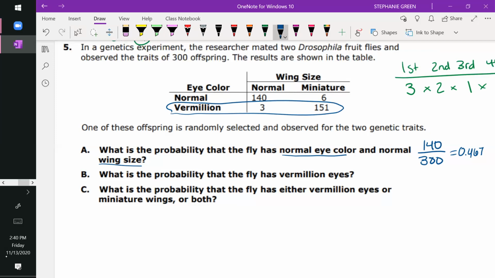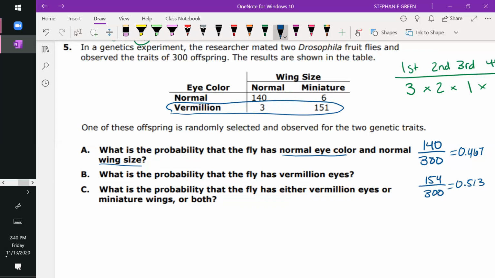I see 154. I have to add the 2 up because we're not interested in wing size here. So the total that have vermilion eye color is 154. That's 3 plus 151 out of 300 total offspring again. So that's 0.513333 repeating. So I'll put 0.513.